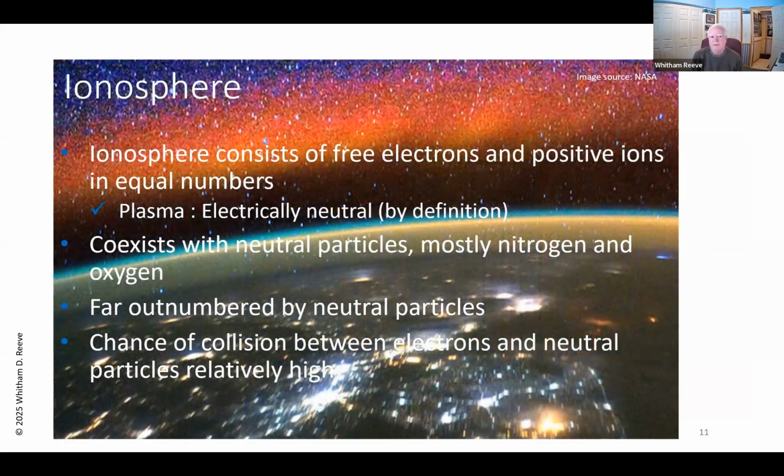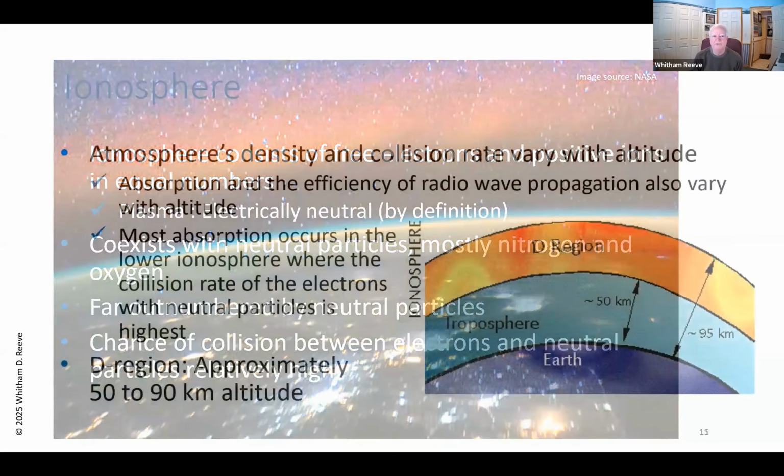So we know that the ionosphere consists of free electrons and positive ions in equal numbers, and this is called a plasma. It's electrically neutral by definition. Now, these ions and electrons coexist with neutral particles, but the neutral particles far outnumber them, as shown on that previous graph, and the chance of collision between electrons and neutral particles is relatively high at those lower altitudes.